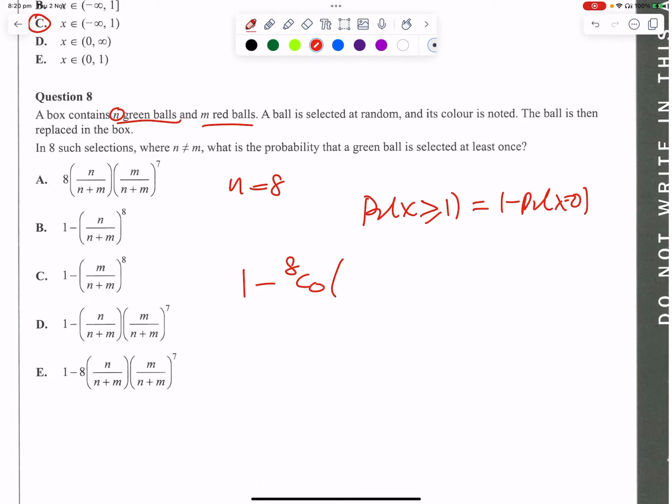A green ball is n over m plus n, and that's going to be to the power of 0. And a red ball is m over m plus n, and that's going to be to the power of 8. That's 1. That's 1. So we get 1 minus m on m plus n to the power of 8.